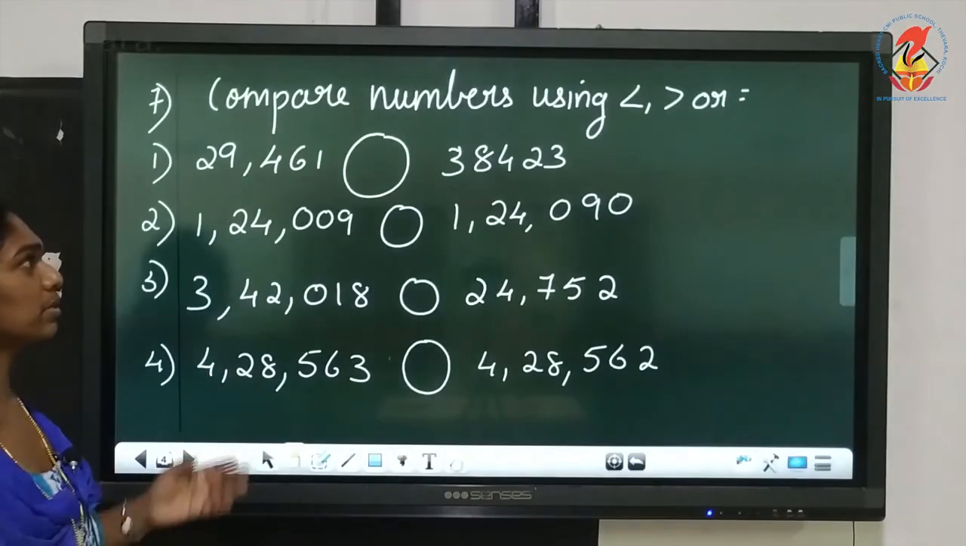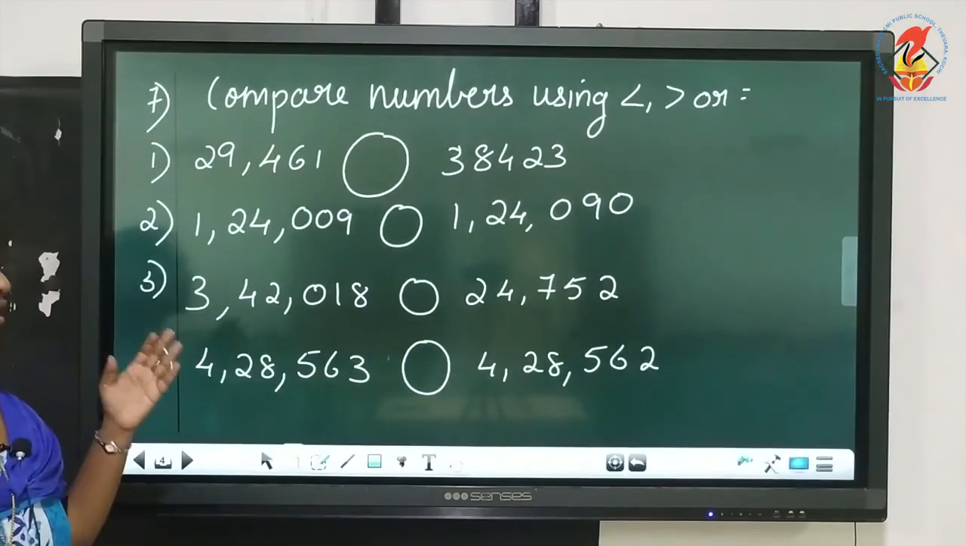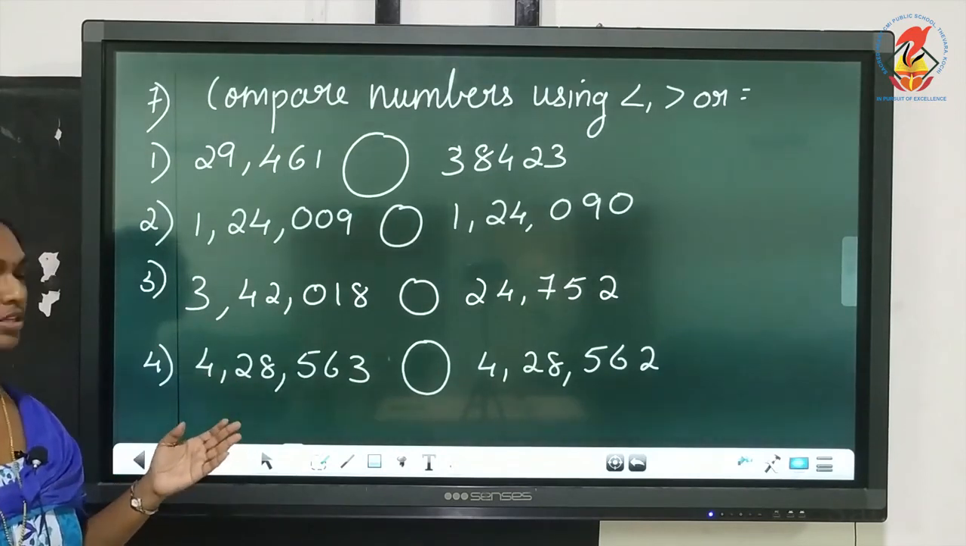Okay, compare numbers using less than, greater than or equal to sign. I have given you 4 questions. Compare the numbers. Okay, try to do it.